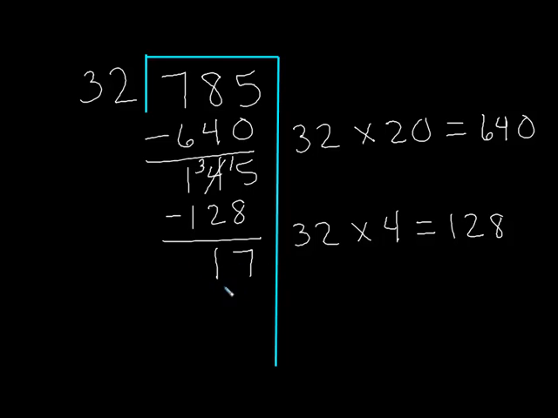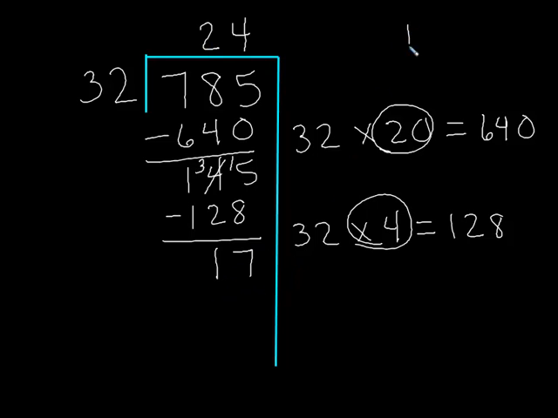Now that my number over here in my dividend is smaller than my divisor, I know that I am finished dividing. If this were bigger than my 32, I would keep going. Now to get my actual quotient, I'm going to add up the numbers that I multiplied by. I have 20 here and 4 here, so my quotient is 24. It's a 2-digit number, so I'm going to put it over the correct spots on top of the dividend. This is my tens place, and this is my ones place. So it went in 24 times, but there's a remainder of 17.